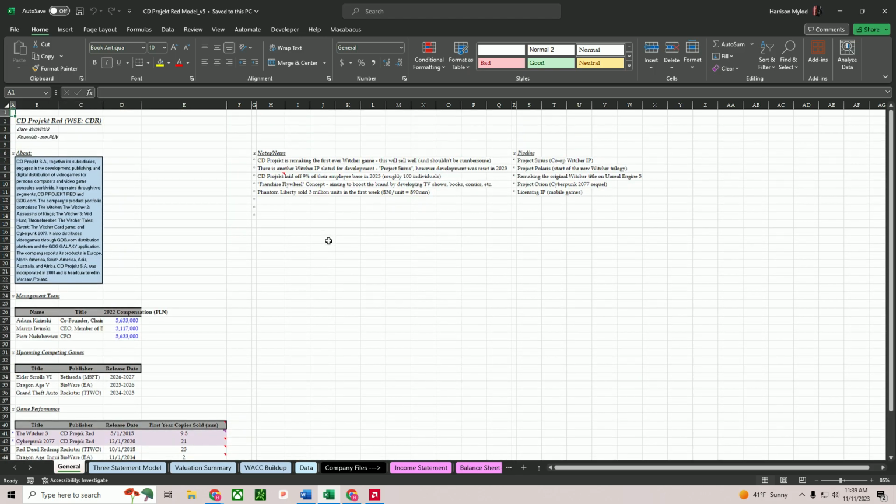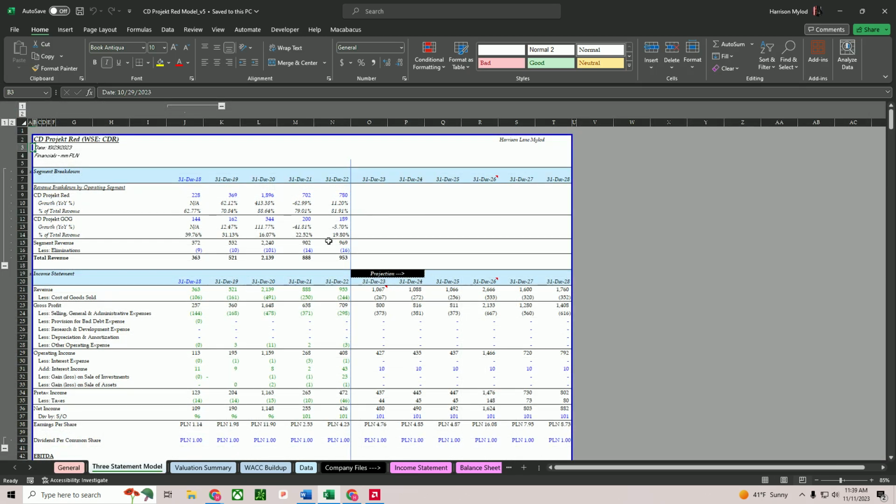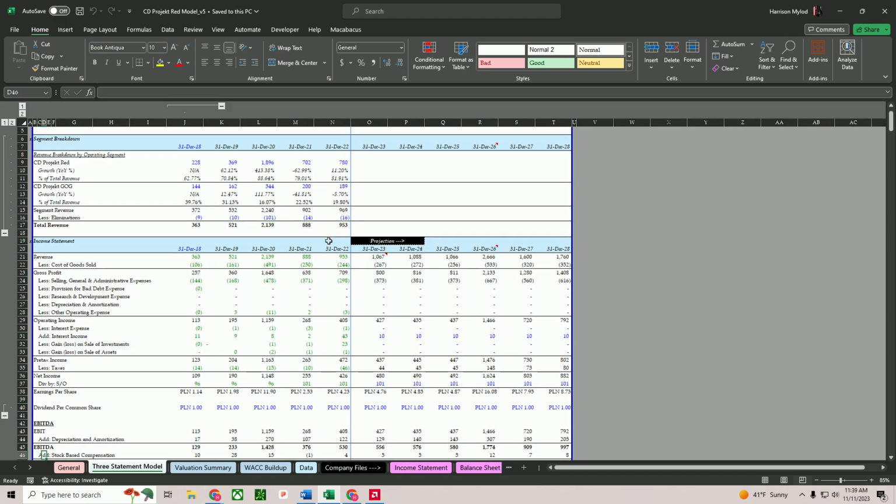So I'll just walk you through the model here, or maybe I'll just show you the model, kind of let you see how I break things down. Everything here is in the local Polish currency. This is not in USD. So you can see the revenue from a top line perspective.